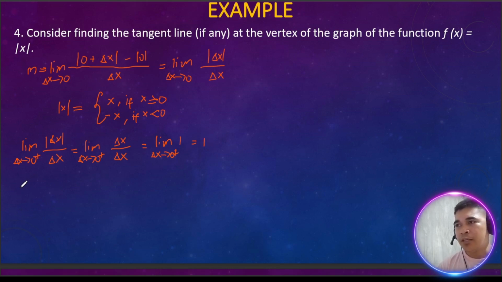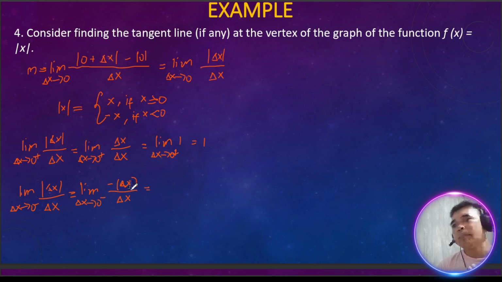Now, when we go to the left, the limit of absolute value of delta x over delta x as delta x approaches 0 from the left equals the limit. Here we have negative delta x over delta x as delta x approaches 0 from the left. So here negative delta x over delta x is negative 1 as delta x approaches 0 from the left, which is equal to negative 1.